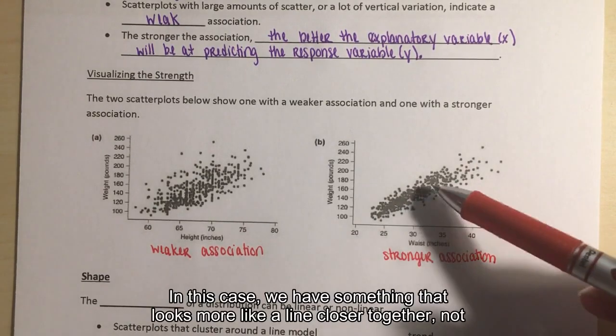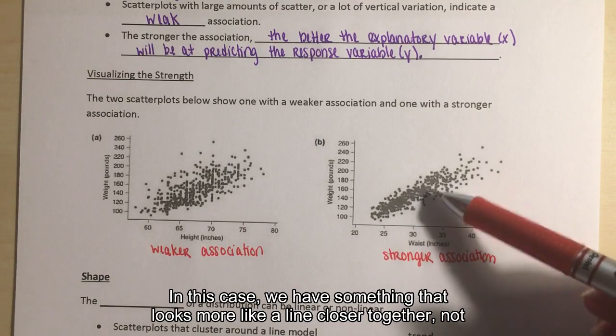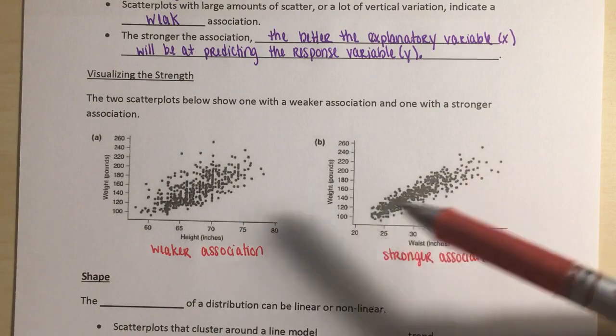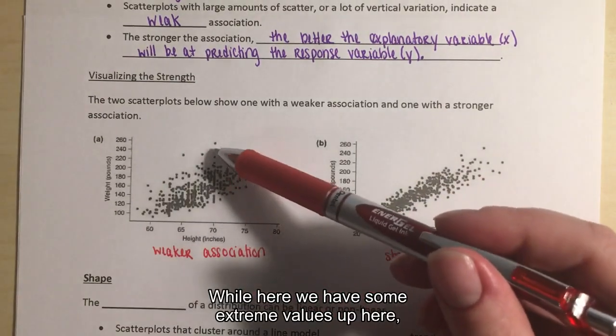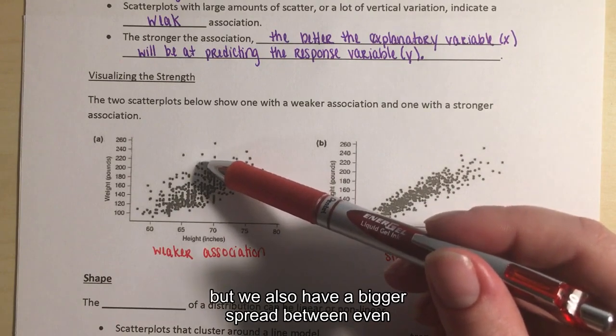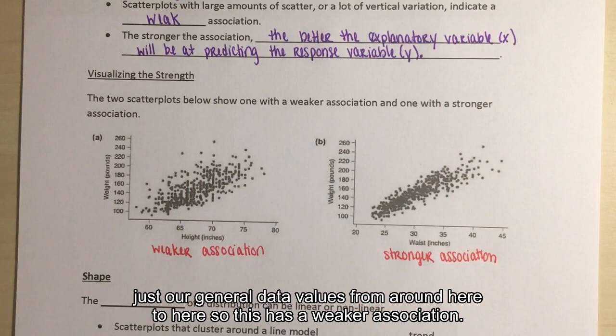And in this case, right, we have something that looks more like a line, closer together, not as much difference between the values up here and down here. Where here we have some extreme values kind of up here, but we also have a bigger spread between even just our general data values from around here to here. So this has a weaker association.